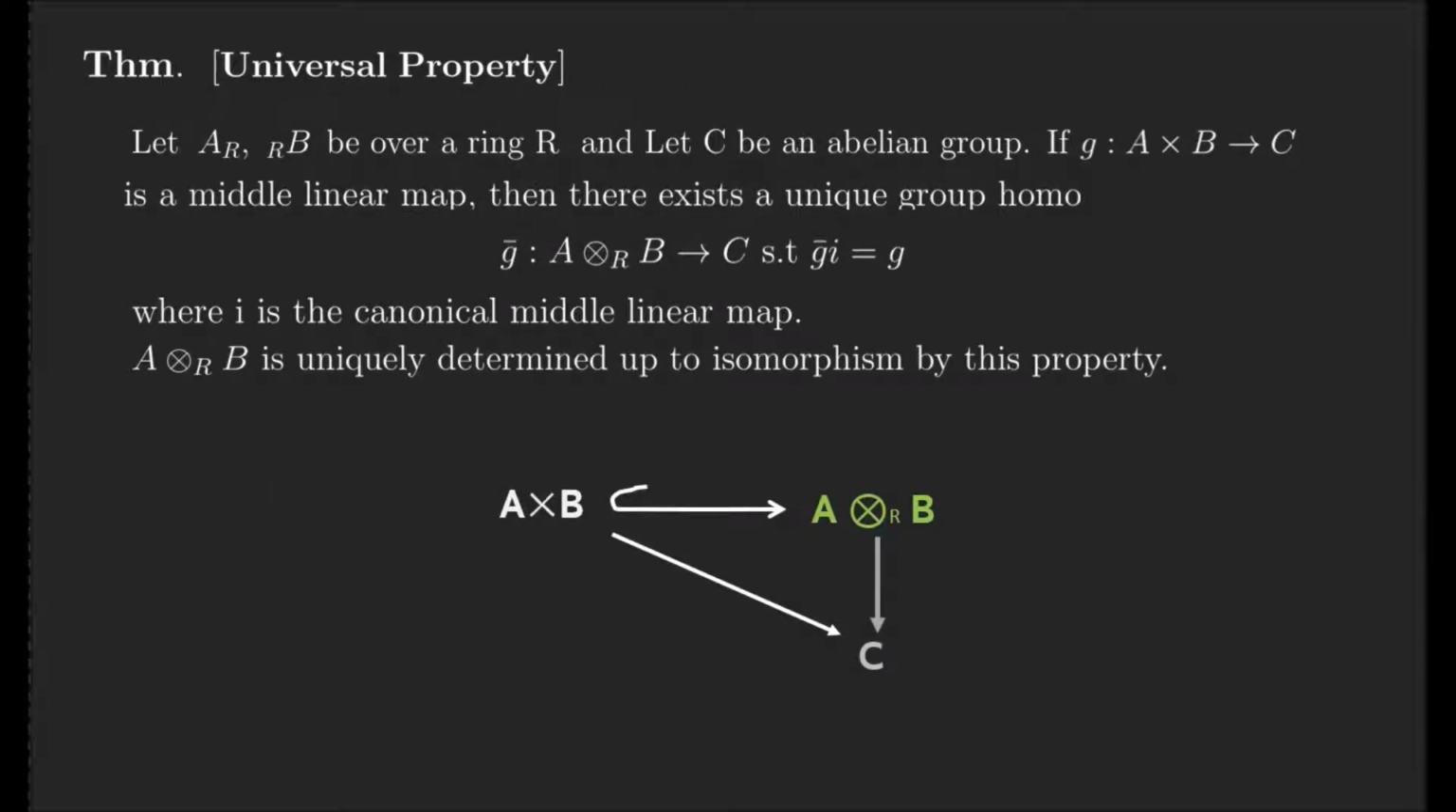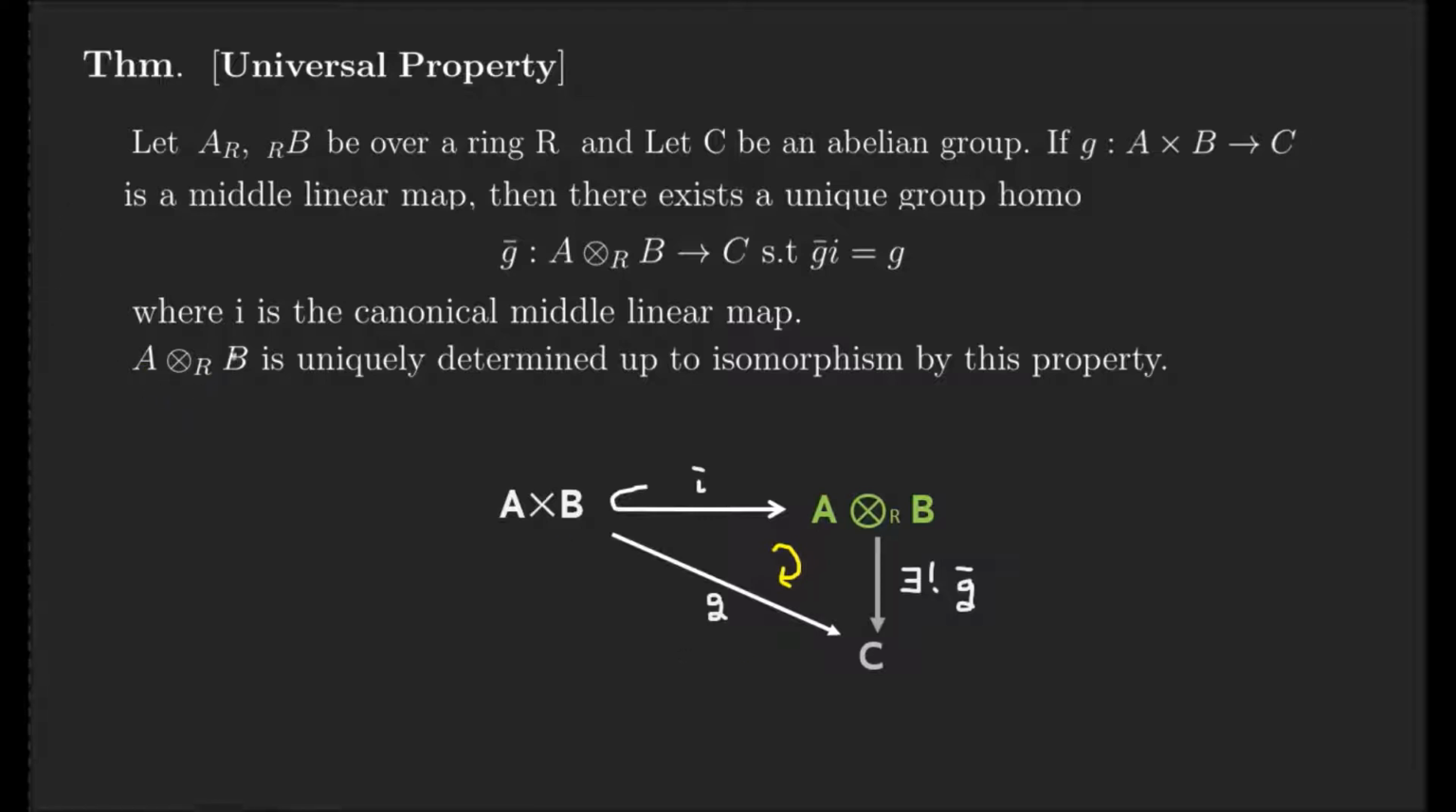Now let's see one of our fundamental protagonists, the universal property. Let A and B be modules over a ring R, a right R module and a left R module, and let C be an abelian group. If G, from A product B to C, is a middle linear map, then there exists a unique group homomorphism G bar, induced by G, such that with the canonical middle linear map I, these commutative relations are satisfied.